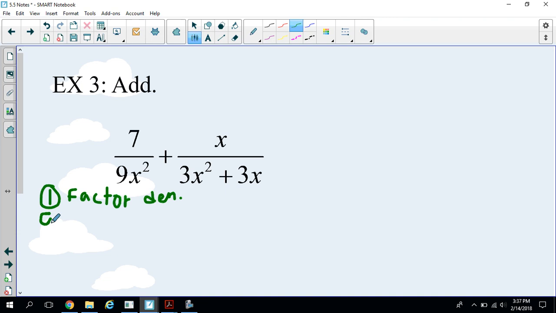So we have 9x squared. Now remember, whenever you just have one term, you can't really factor it. I mean, you can maybe take things apart, but 9x squared, that's as factored as we can get. However, 3x squared plus 3x, that you can factor just a tiny bit more here. They both have a 3 and an x in common, so I'm going to take that out. So I take a 3x and rewrite my expression as x plus 1.